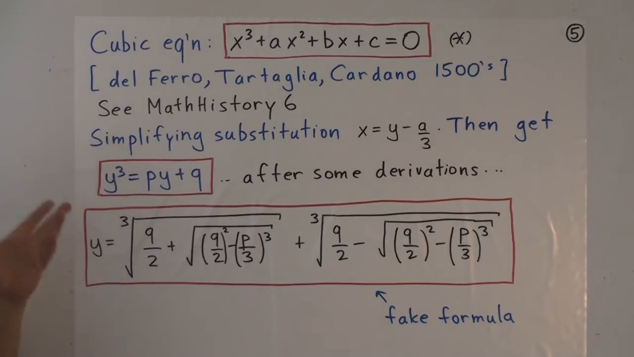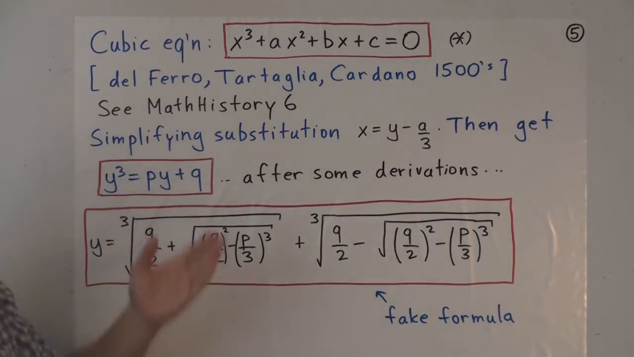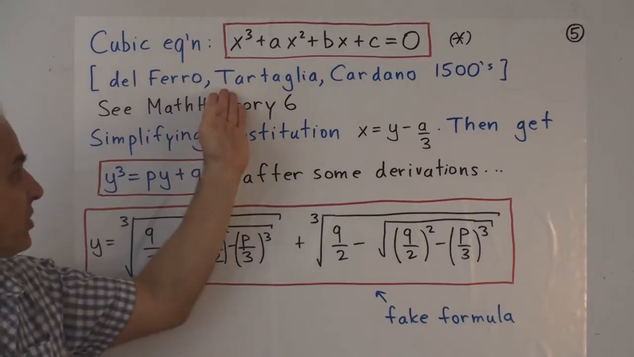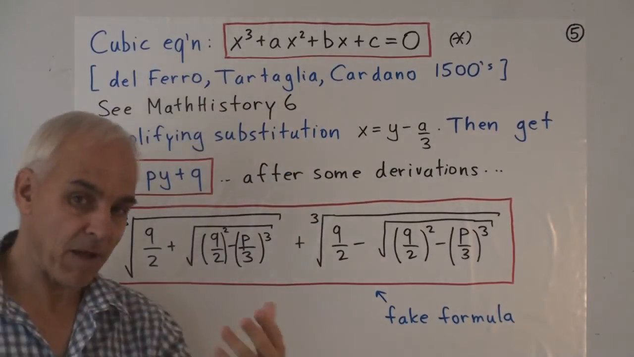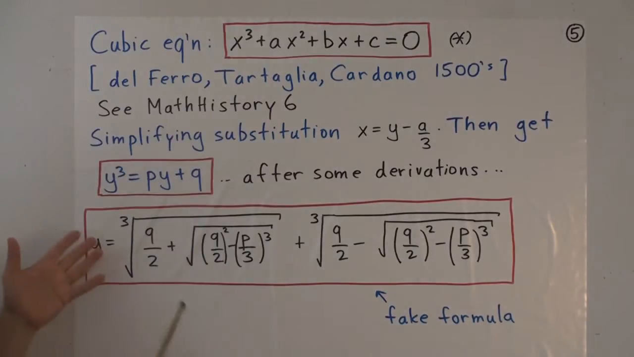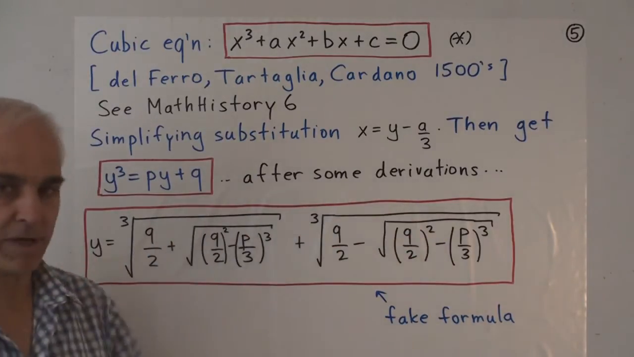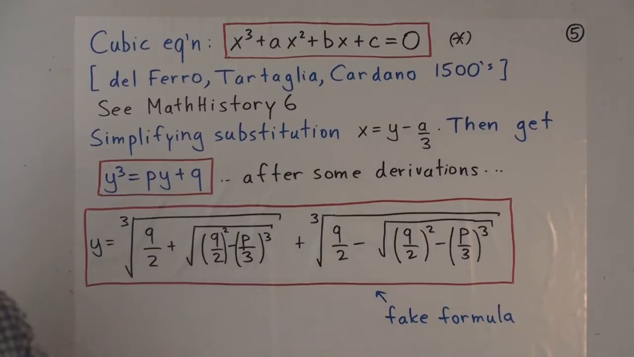Okay, so then there's a very clever kind of trick that was discovered, well, maybe it was discovered by Del Ferro, but certainly by Tartaglia. And then he revealed it to Cardano, who then published it. And the trick ends up allowing you to write down a formula like this. And this is the cubic formula. So let's have a look at it.